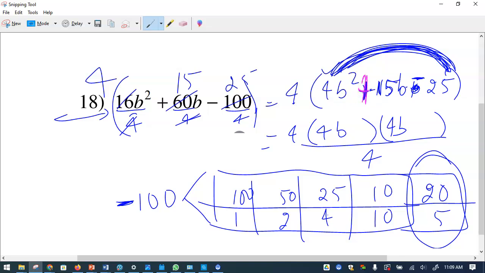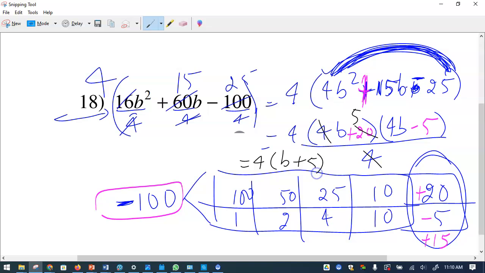So the only way to get plus 15, so what two pair of factors, when you subtract, you get 15, right? And because it is plus 15, the bigger one takes plus, the smaller one takes minus. So plus 20 and minus 5. And then you can clearly see that this 4 divides 24 5 times. So what's remaining is 4b plus 5 and 4b minus 5. And you're done.